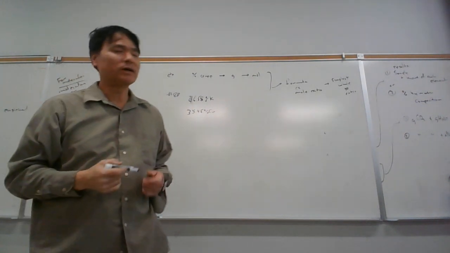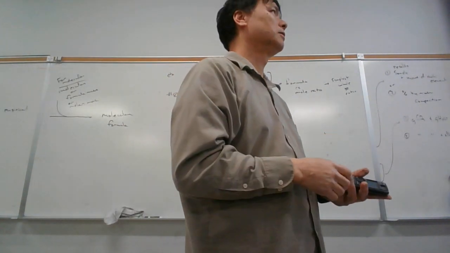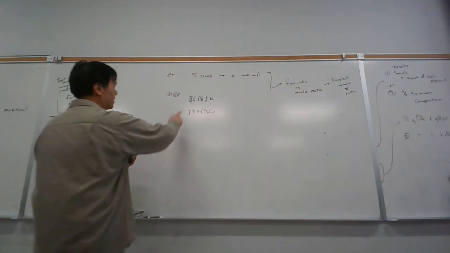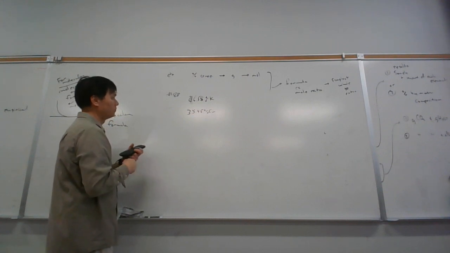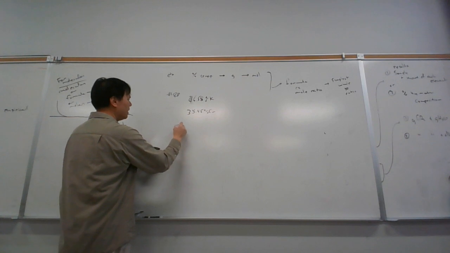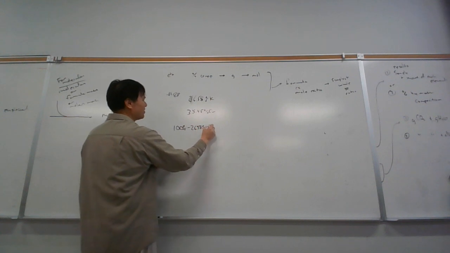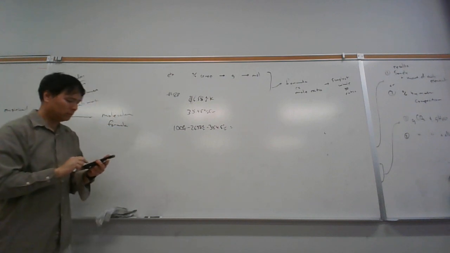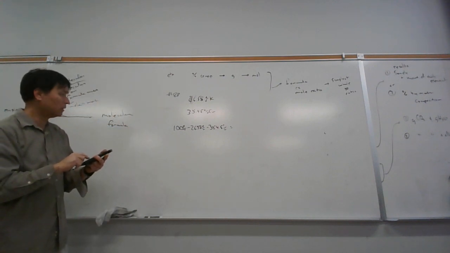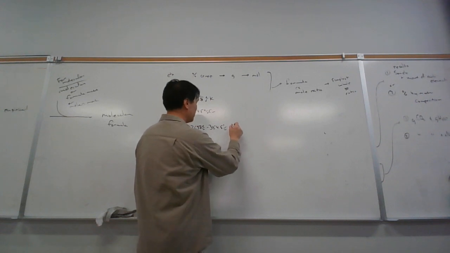And so how much oxygen do we have? Well, basically it has to add up to 100%. So all I'm going to do is take 100 minus this minus that, and that's going to give me the percent oxygen. So 100% minus 26.58% minus 35.45% is equal to, let's see, 100 minus 26.58 minus 35.45. And that gives me 37.97.